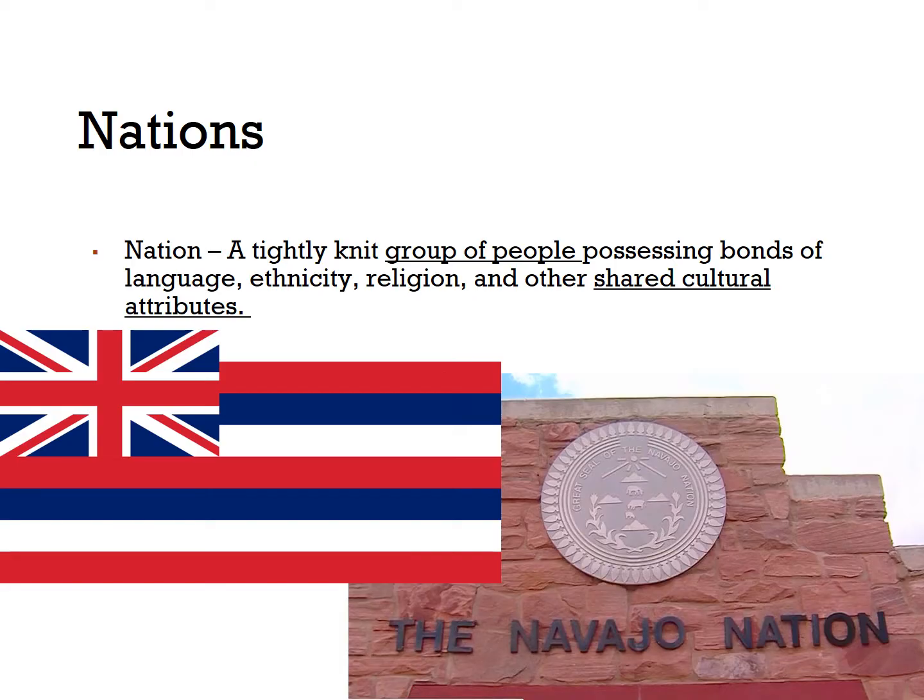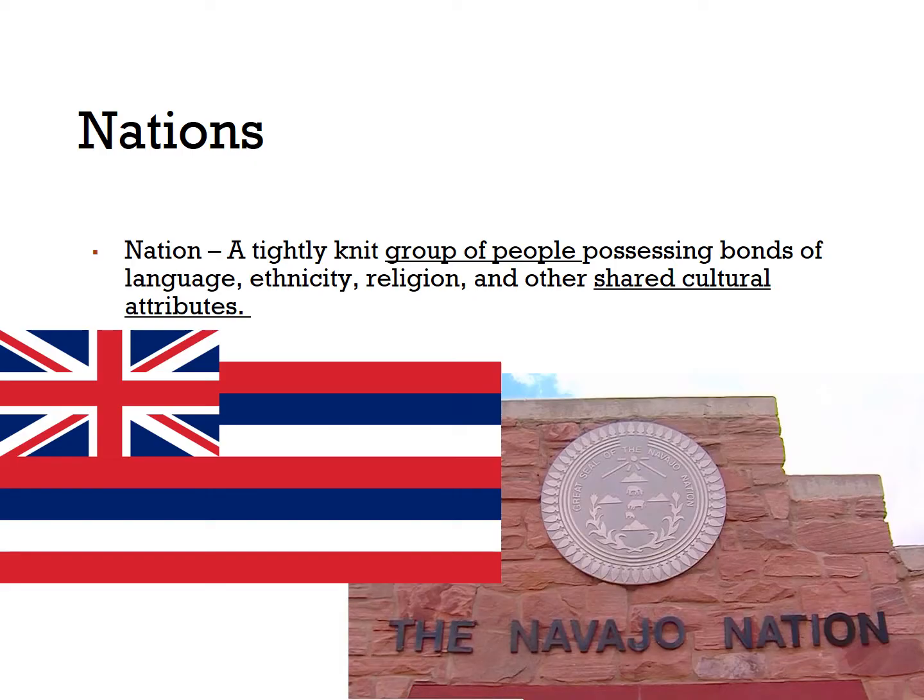To illustrate this difference, let's look at the number of states versus the number of nations in the world. Obviously, the number of states varies based on the recognition of others, but the number sits at approximately 200 states in the world. But even conservative estimates of the number of nations, of cultural groups, has it at a significantly higher number, with nearly 4,000 to 5,000 nations that exist today.